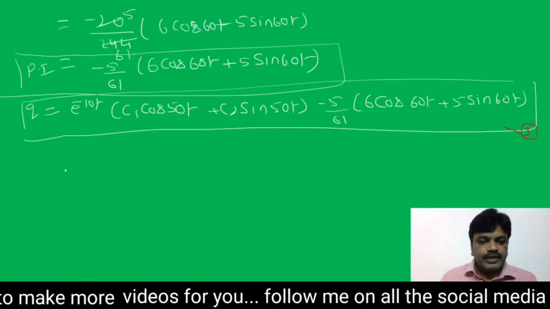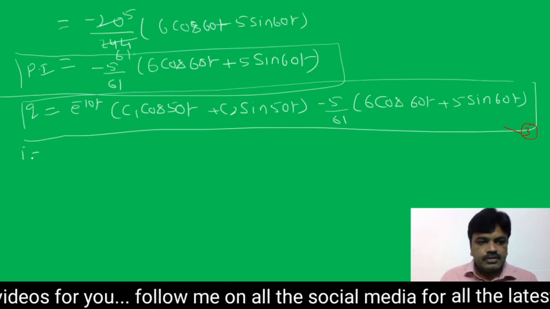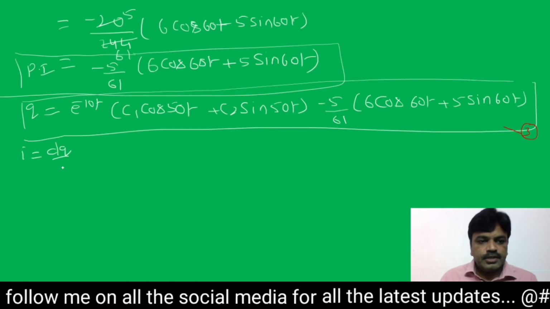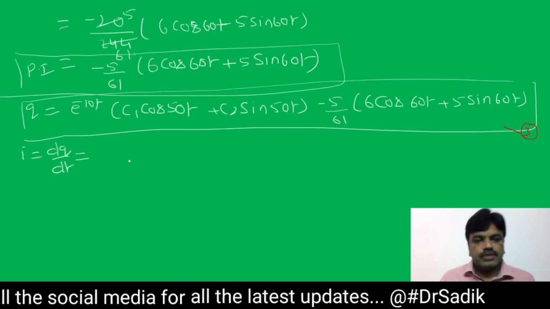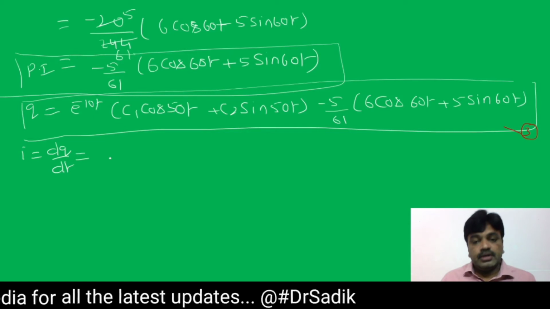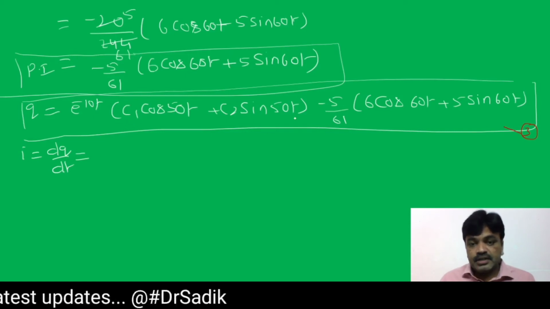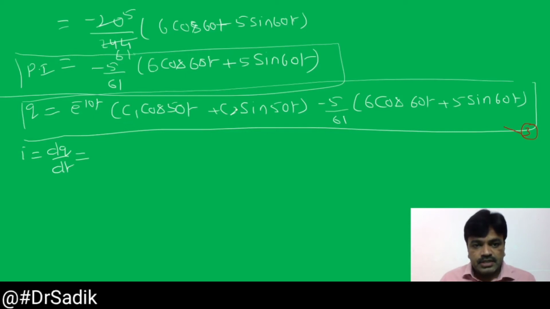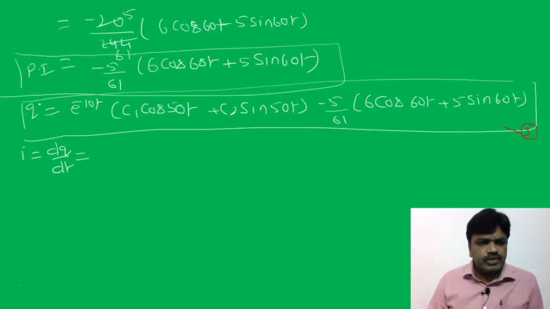Now I want to find the I value, friends. What is I? I is dq by dt. To find C1 and C2 values, we need the I value also. Actually we are finding the charge value, and for finding C1 and C2 we need the I value. Here I is equal to dq by dt.